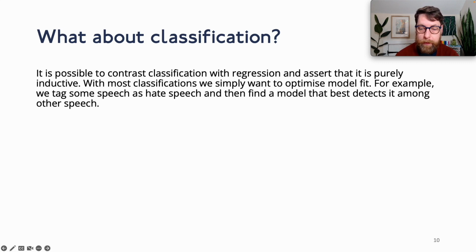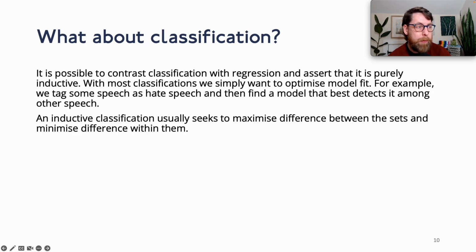Let's say you have a whole series of records, and when you classify, what you're trying to do is ask, how can I put these in genres so that if I think of a genre, I know which one to go to right there? It's not a matter of explaining which instruments go to which genres, but simply asking how I can make this the most distinctive. That's not always the best approach, but it can work, and it often does. For example, we might tag some speech as hate speech and then find a model that best detects it among other speech. So that is inductive classification, seeking to maximize differences between the sets.